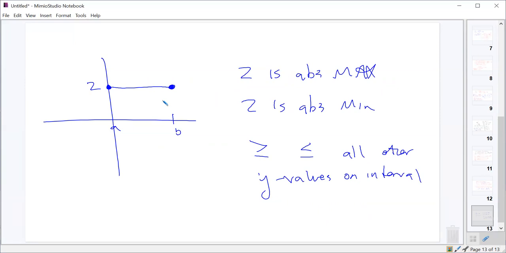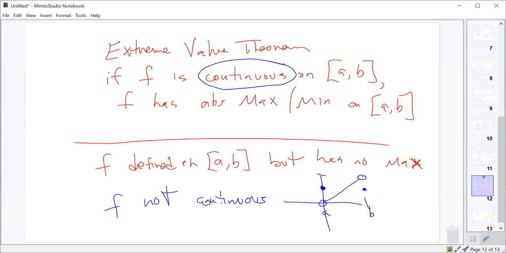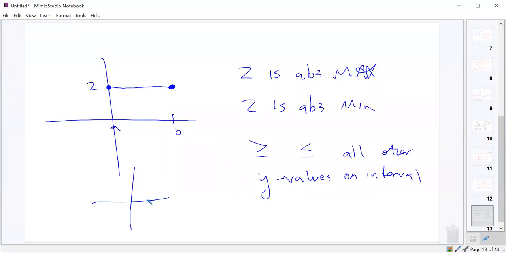Just because a function is not continuous on the full interval from a to b does not mean that it doesn't have an absolute max. This is a one-way street here. This is if the function is continuous, it has an absolute max and min. But you can't say that the converse of that is true, that if it has an absolute max and min, it must be continuous, right? So it's not a two-way street, it's a one-way street.